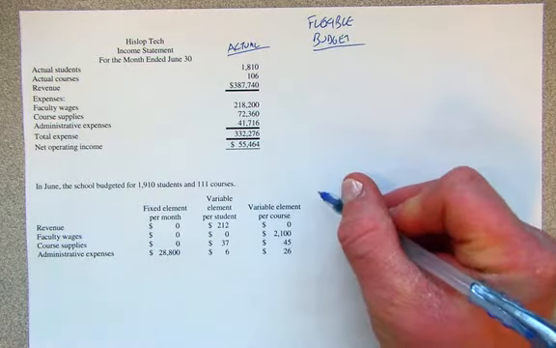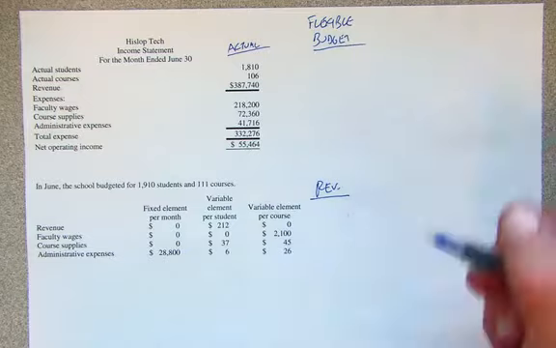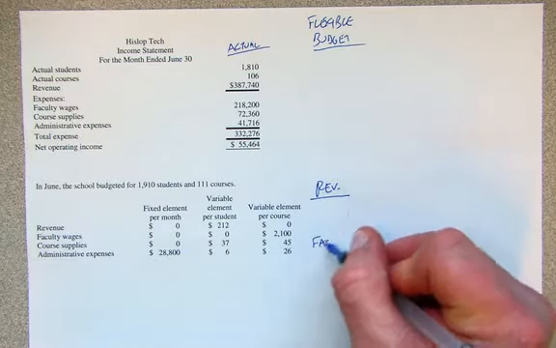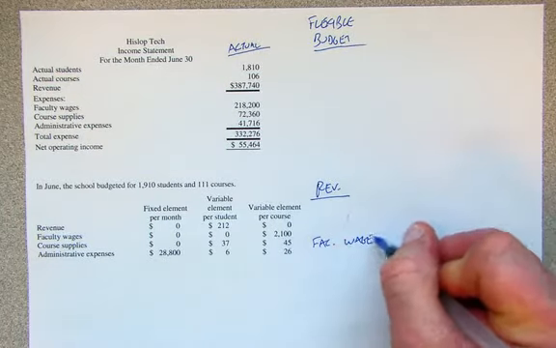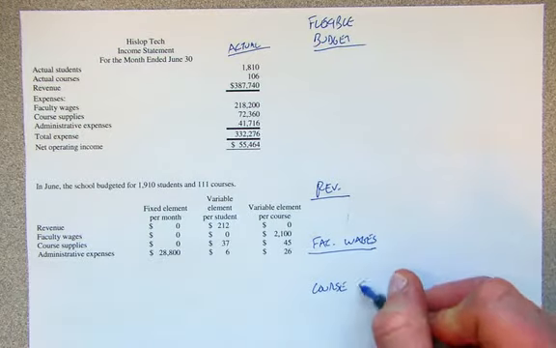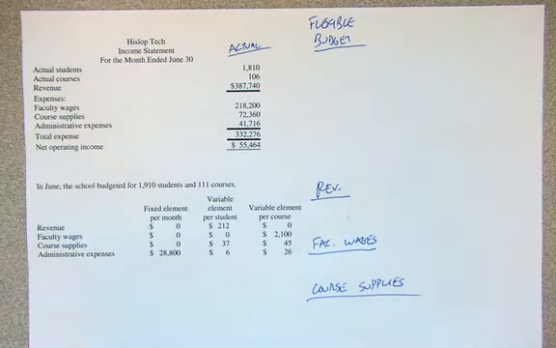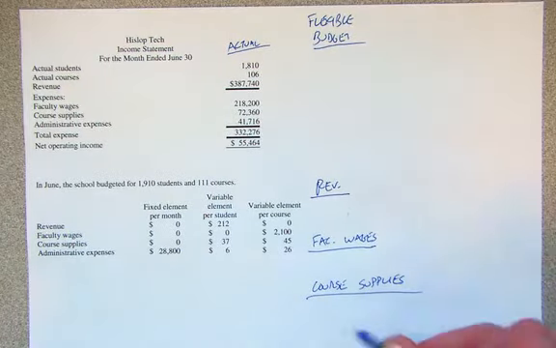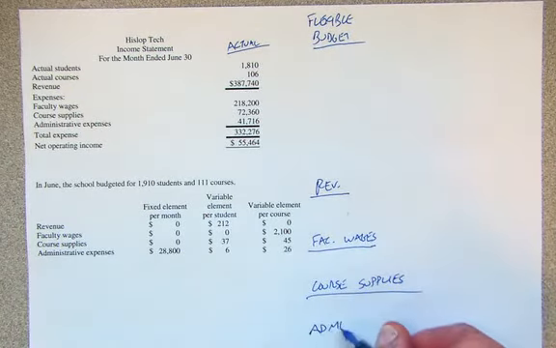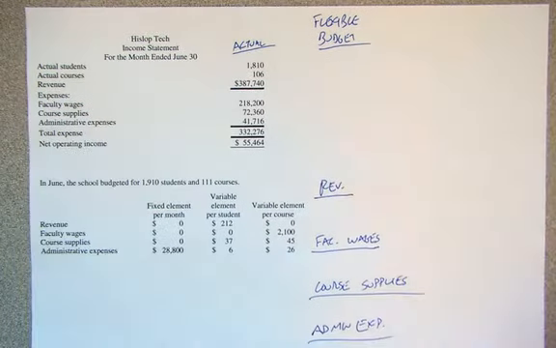So we're going to need to figure out what we expect for revenue, for faculty wages, course supplies, and then what's that last expense? It looks like administrative expense. Looks like I might have to zoom out just slightly when we get to that, but we'll worry about that in a minute. So what's our expectation for revenue?